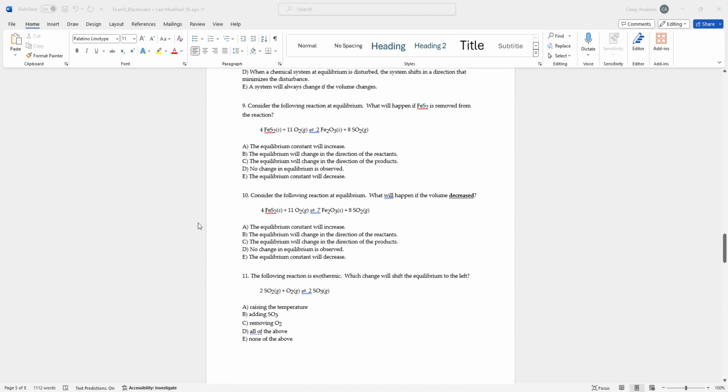Following reaction at equilibrium, what will happen? The volume decreases. Nothing, because you have the same amount of gas on each side. Well, you don't, sorry. Something, yeah, something will happen. I missed the coefficients. So you have 11 gas molecules on the left. You have 8 gas molecules on the right. So volume decreases, go to the side with less gas. So you are going to shift to the right. So that'll be C.